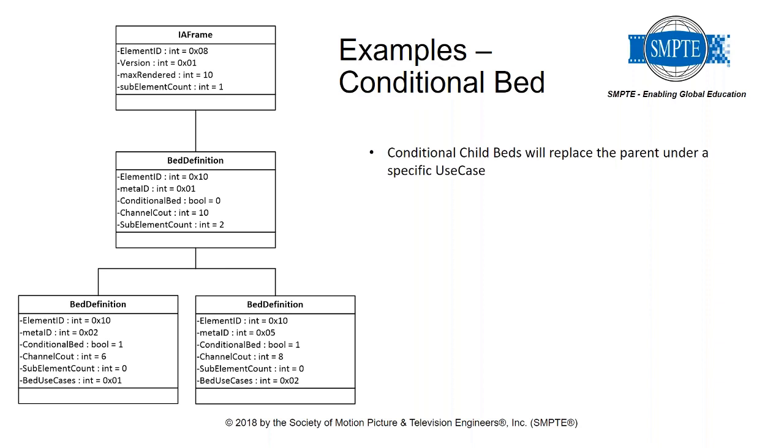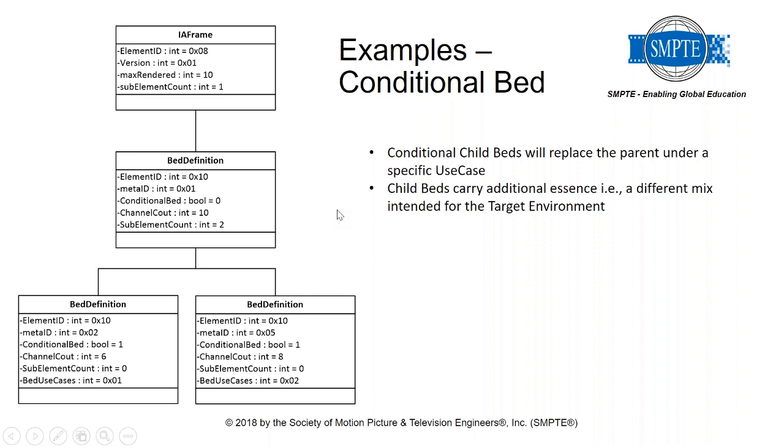As mentioned, the child beds replace the parent under a specific use case. So the use case for this one is 1, which is 5.1. In this case, it's 2, which is 7.1. So they will each get used under their specific use cases, and if that use case doesn't exist, neither will get used. As mentioned, a conditional bed carries additional essence, so it's a complete remix.